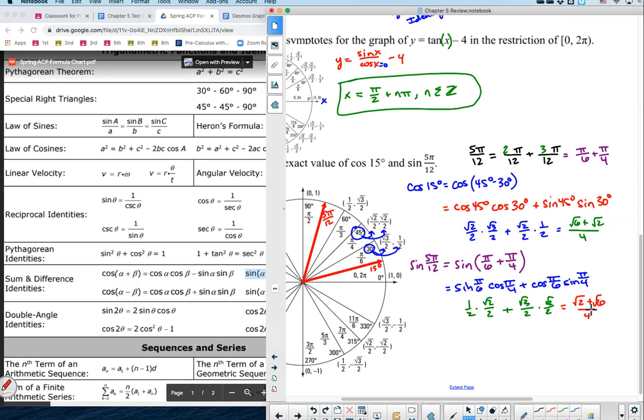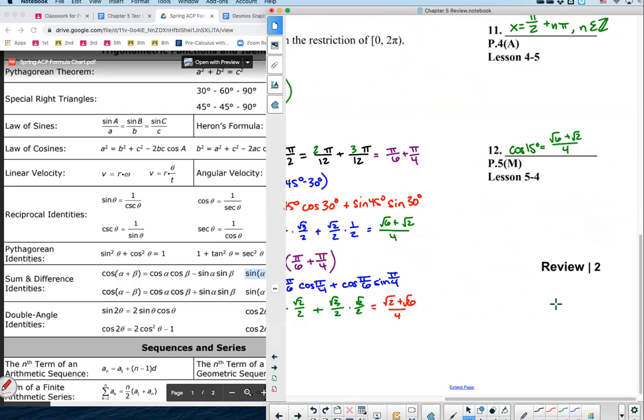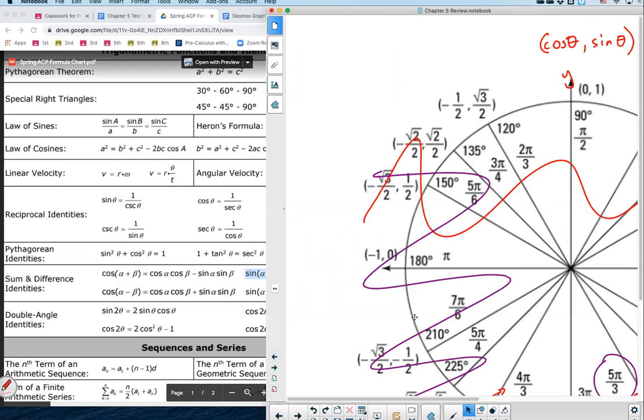Notice our answer happens to be exactly the same thing. So that means that sine of 5 pi over 12 equals the cosine of 15 degrees, which equals square root of 6 plus square root of 2, all divided by 4. And that's the end of page 2. So 12 problem is done. I told you we got 20. Let's go on to page 3 here.